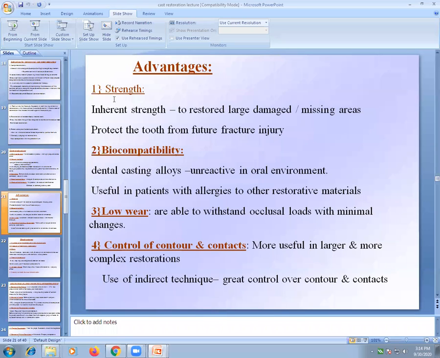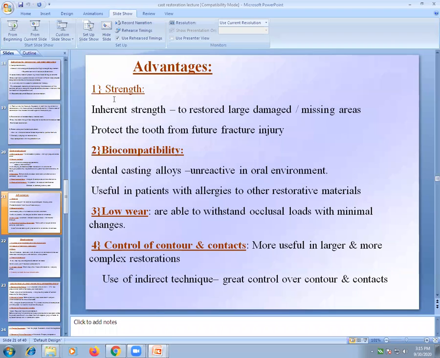The next one is, what are the advantages of this? The first one is definitely strength. There is inherent strength to restore large damaged or missing areas and protect the tooth from future fracture injury. Then biocompatibility: it is a noble metal alloy, so it is more biocompatible. Gold is the most biocompatible metal we have. Also, low wear: it can easily withstand higher occlusal load, and there is control over the contacts and contours.